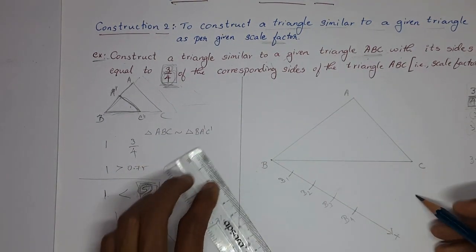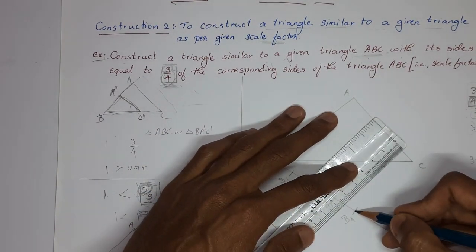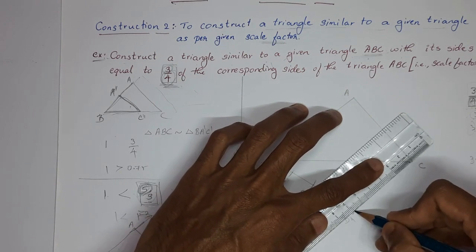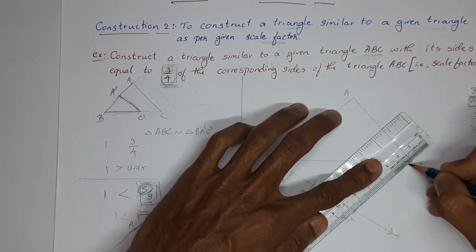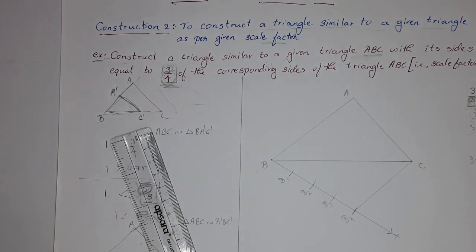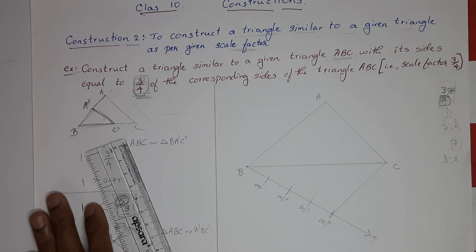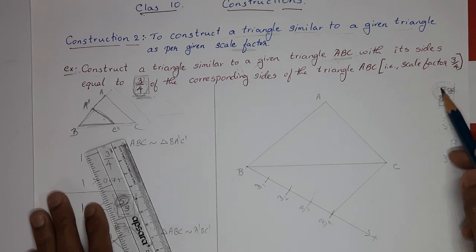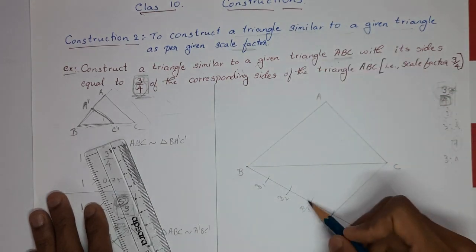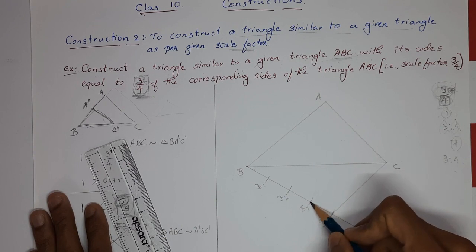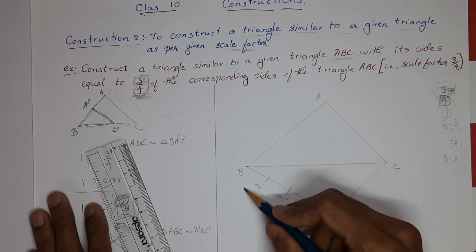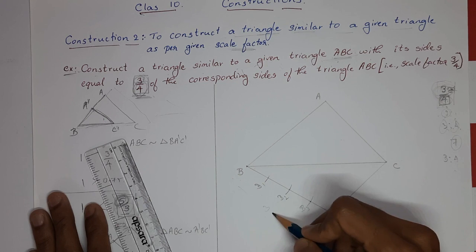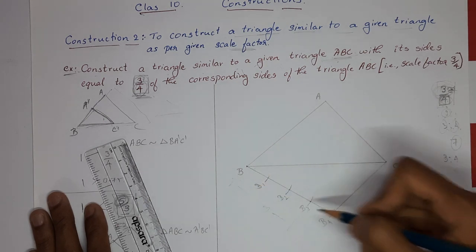Now very importantly, same method: join B4 to C. The first step is finished, the same as in the line segment. Now very importantly, we go for the numerator, that is 3, because the numerator is 3 parts. So here we have to go to the B3 point, since B1, B2, B3 are 3 separate parts. So we move till B3.